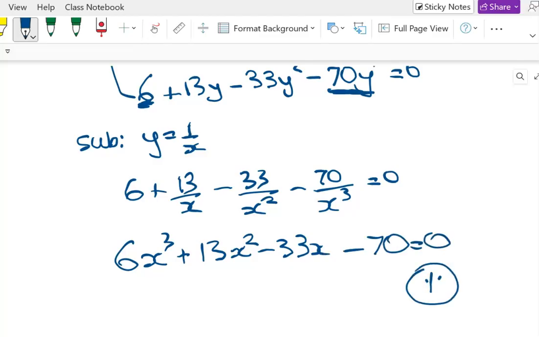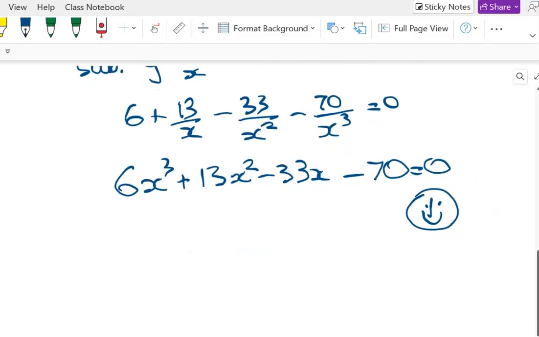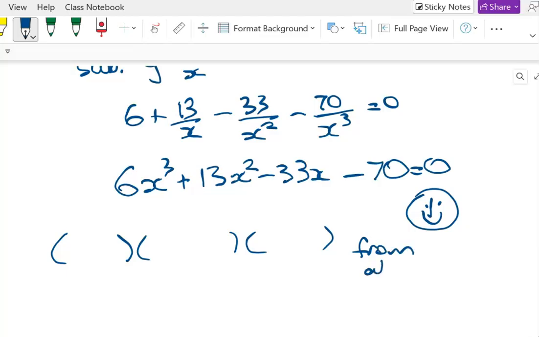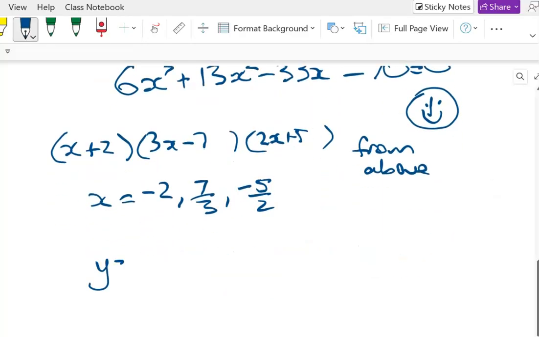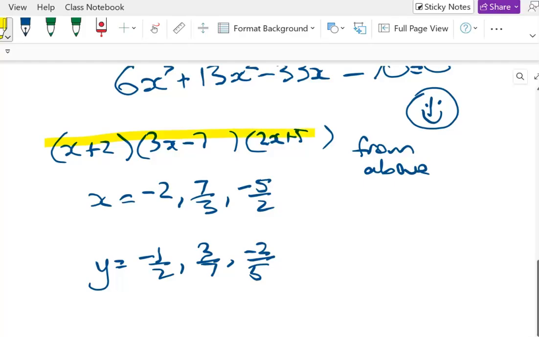So big happy face, because we know the 3 roots of this, right? We know that we can write this like this. And we get x plus 2, 3x minus 7, 2x plus 5. So x is equal to -2, 7/3 or -5/2, and that straight away gives me my y roots. So y is equal to -1/2, 3/7, and -2/5.